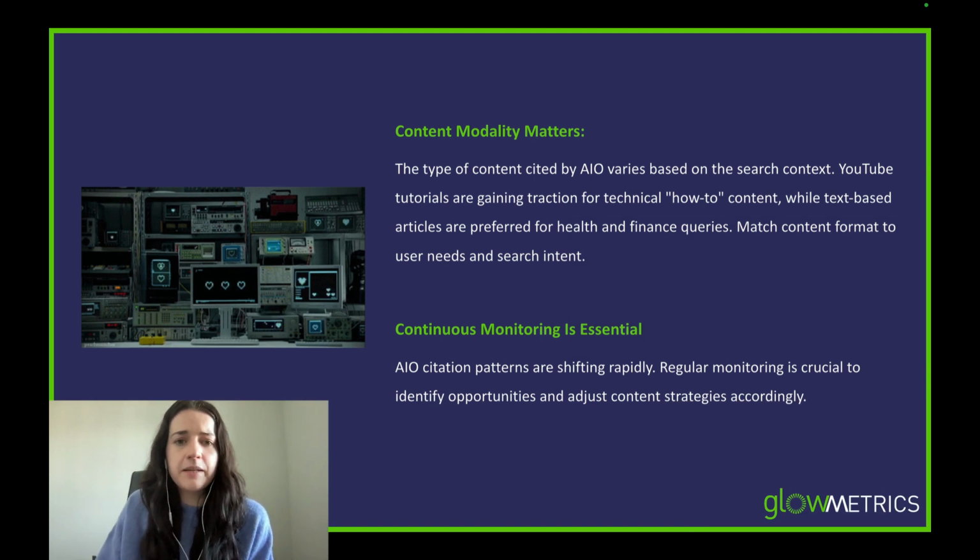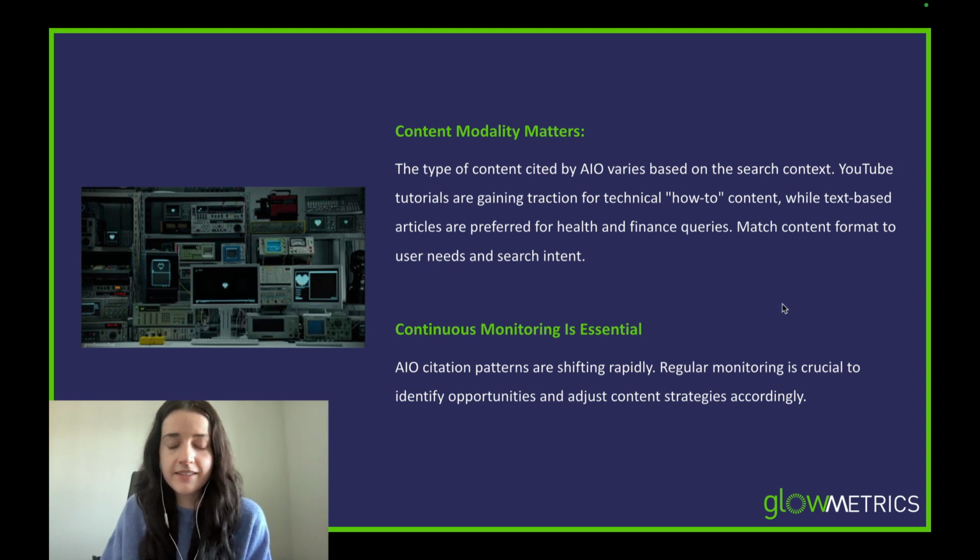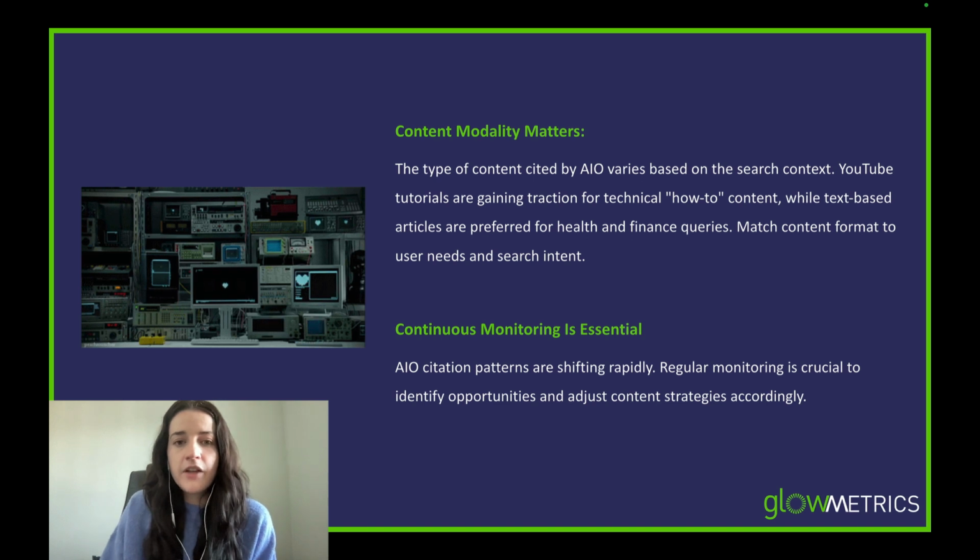And then content modality matters. So the type of content cited by AIO varies based on the search context, I should say. So for example, YouTube tutorials are great for how-to types of content and those guides and things like that, some more practical content, while text-based articles are still preferred for health and finance queries. So it's really important that you think about the content that your user likes to consume. Do they like tutorial videos? Do they like PDF documents, those types of things?